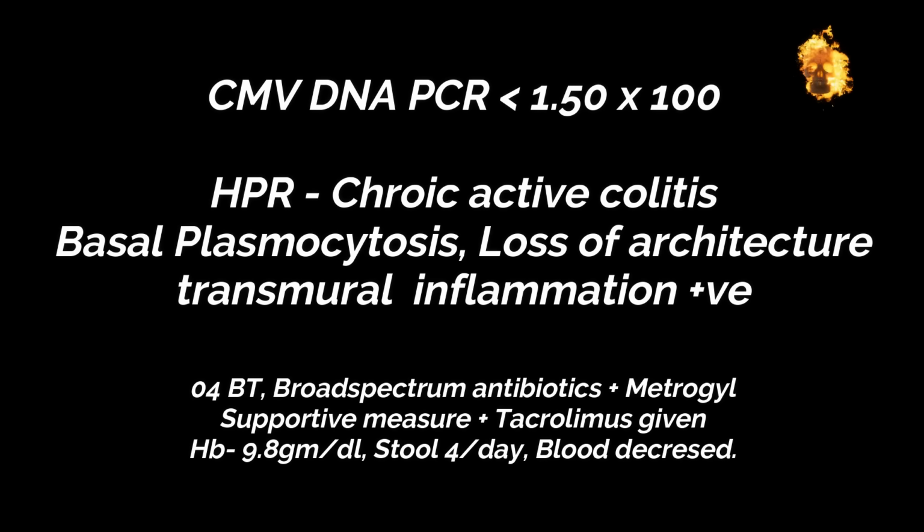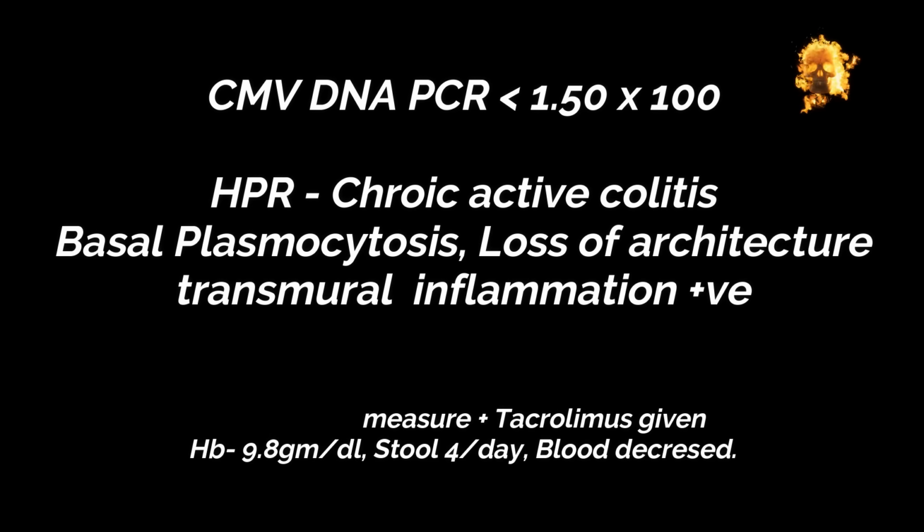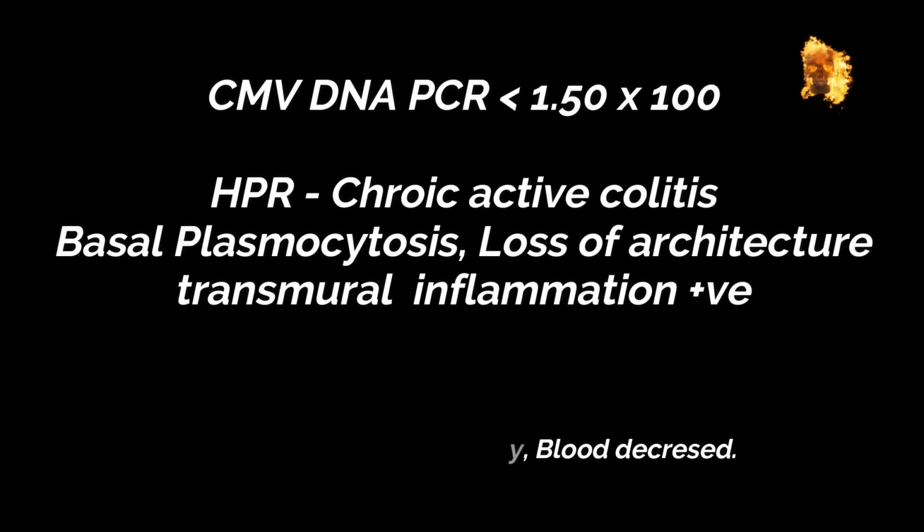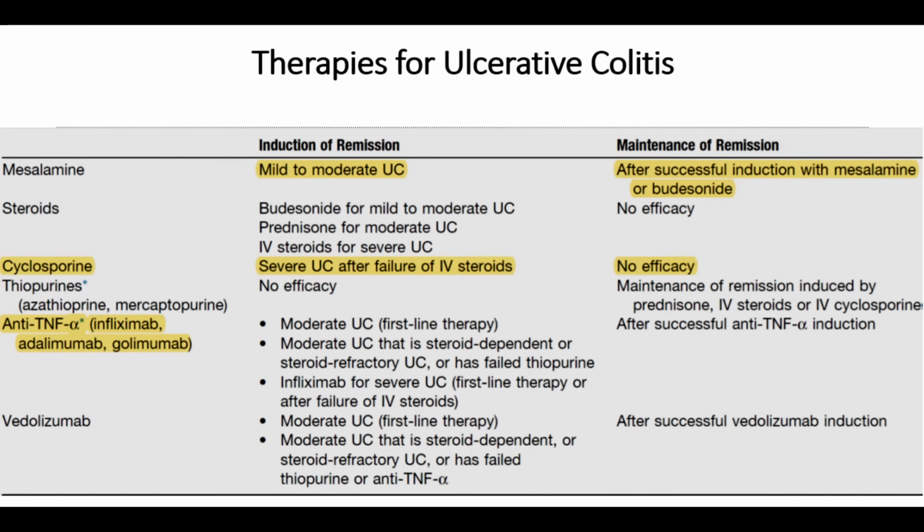We have given a trial of intravenous corticosteroids, but that failed, and we gave IV fluids along with supportive measures. After the failed trial of corticosteroids, we gave a challenge of tacrolimus, and she responded. Her stool frequency decreased, and HB became stable around 9.8 gram %. So what is the medical management of ulcerative colitis? Detailed discussion is beyond the scope of this video tutorial.